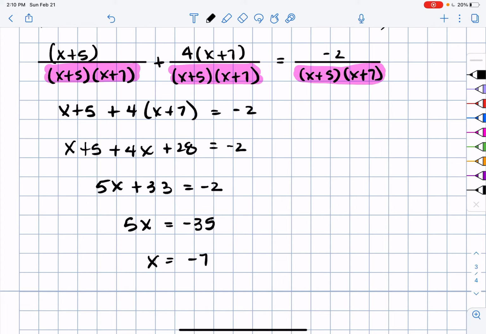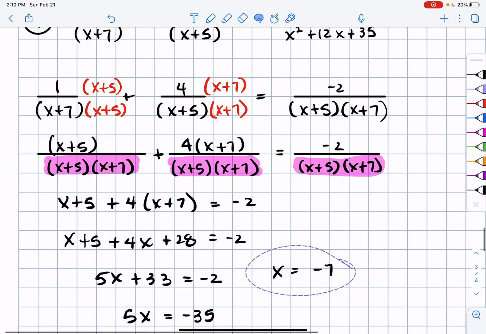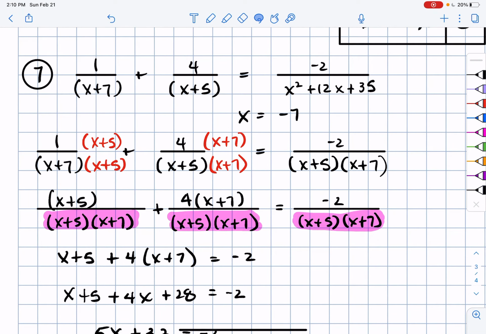Okay, so same thing. Before I say that this is the answer, I got to put this all the way up here. Okay, so actually all the way up here. So if I put a negative 7 here for x, I get negative 7 plus 5. That's a negative 2. So that denominator won't be undefined. So that's okay. But if I put negative 7 here for the x, what do I get?